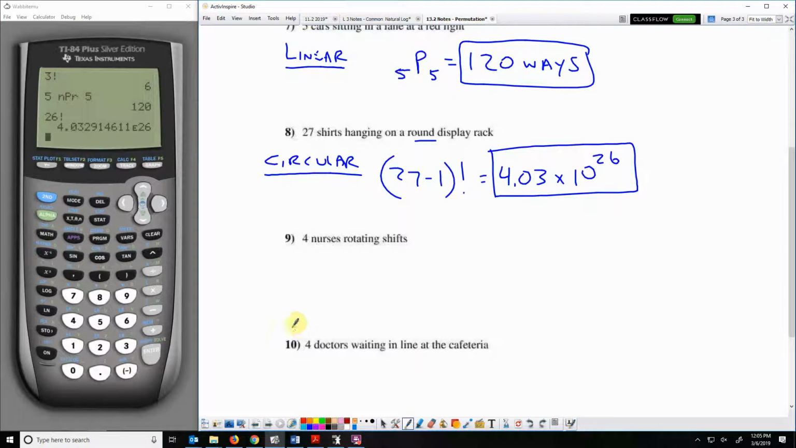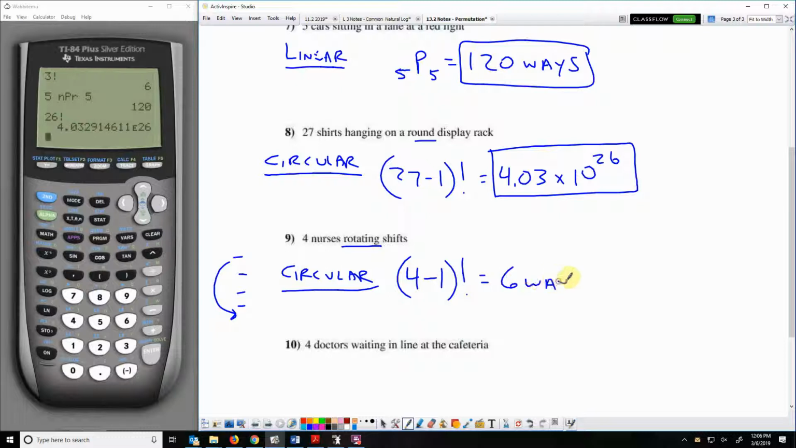4 nurses rotating shifts. So if you've got nurse 1, then 2, then 3, then 4, it kind of appears linear, but once that 4th one is done with his or her shift, the first one is coming back. It's rotating. So rotating means this is going to be a circular permutation. So 4 minus 1 factorial. That's 3 factorial again, which we've already done. 3 factorial, 3 times 2 times 1. There are 6 different ways to arrange them circularly.